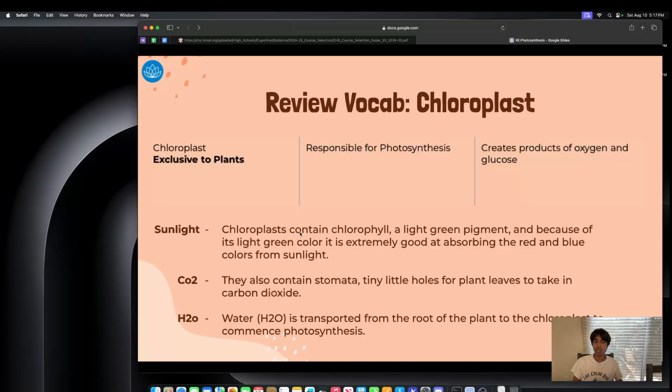So if you got a red cloth and made it try to absorb sunlight, it would not really absorb it very well, and it would probably reflect some as well. But the light green color is really good at absorbing the colors from sunlight.